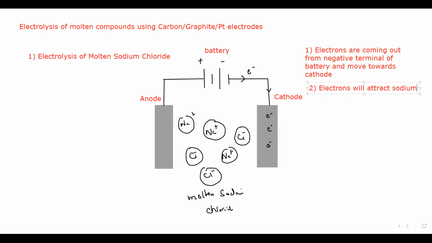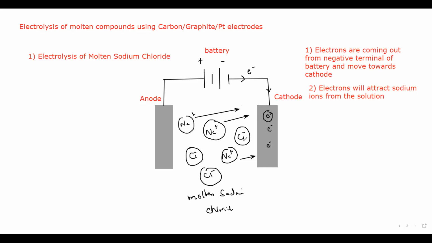The sodium ion from the solution. So as they attract the sodium ions, the positive sodium ions will move towards the electron. As these sodium ions move towards the electron, what will they do? Will they lose or gain electron? Sodium ions are attracted towards the electron.